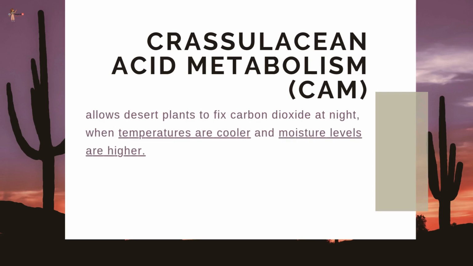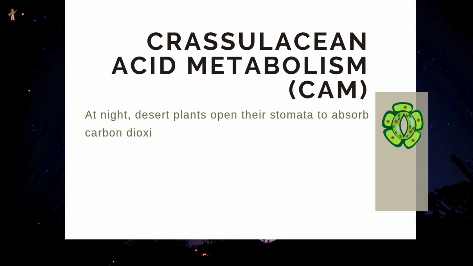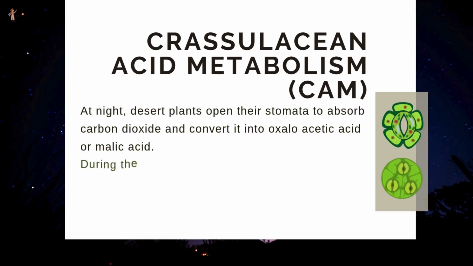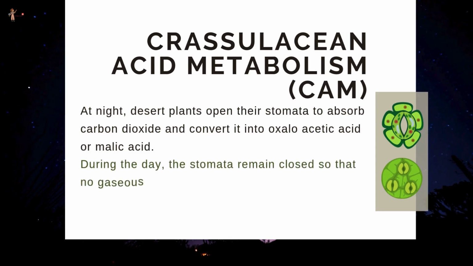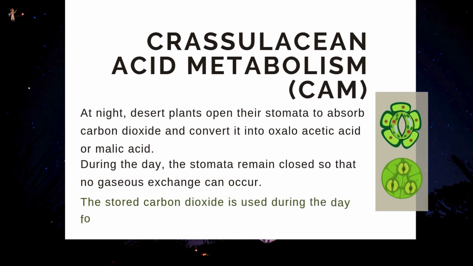CAM allows desert plants to fix carbon dioxide at night when temperatures are cooler and moisture levels are higher. At night, desert plants open their stomata to absorb carbon dioxide and convert it into oxaloacetic acid or malic acid. During the day, the stomata remain closed so that no gaseous exchange can occur. The stored carbon dioxide is used during the day for photosynthesis.